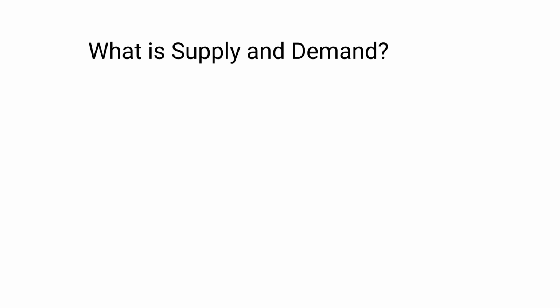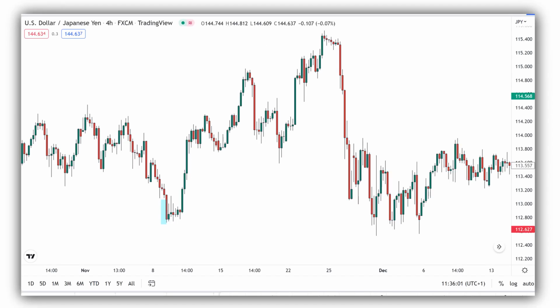This definition is so simple in fact that one word can be used to describe each term. Supply equals selling. Demand equals buying. Of course, it isn't quite that simple, but that's the general idea. An area of increased supply refers to an area of increased selling pressure. This selling pressure causes a market's price to fall.